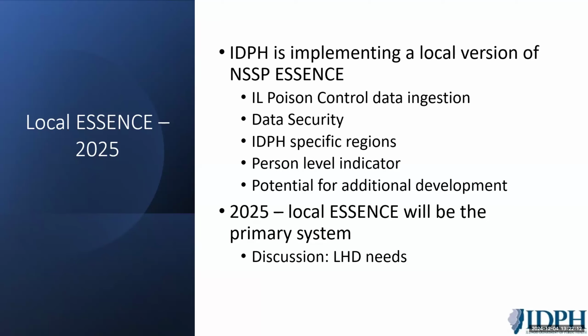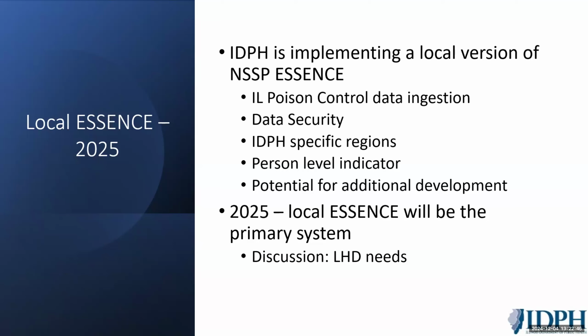The CDC system is the current one that we access, but we are putting local Essence in place. The local one is advantageous because of some things. One, we've been able to bring in poison control data as well. So in one system, you can see trends for emergency departments and poison control calls. It is still in test, but we expect by January of next year to put it in production. Data will be available for syndromic surveillance back to 2017. Poison control data goes back to 2000.